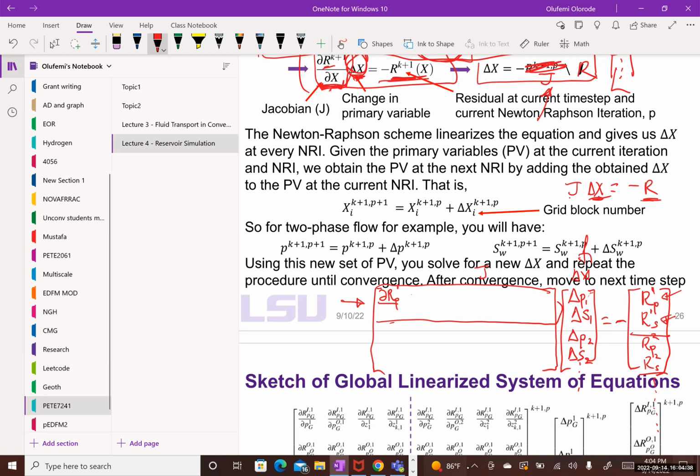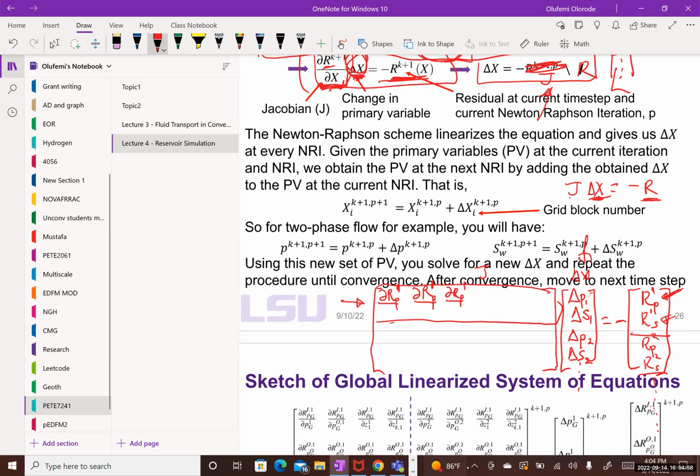So since we already know that we are going to always be differentiating this residual, you can figure out the numerator for all of the terms here. It's always residual in grid block 1 of the first equation, which is pressure equation. That's the numerator in this derivative. It never changes on this row.